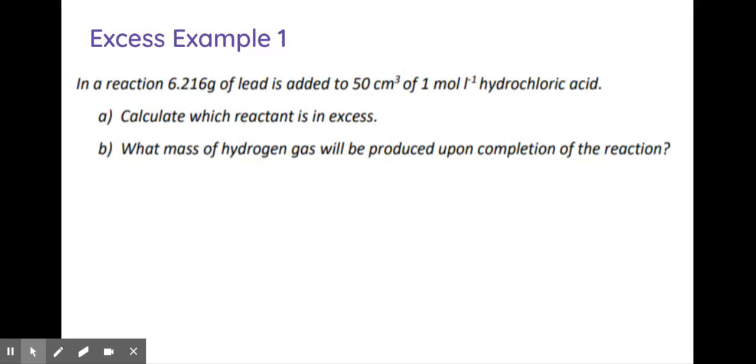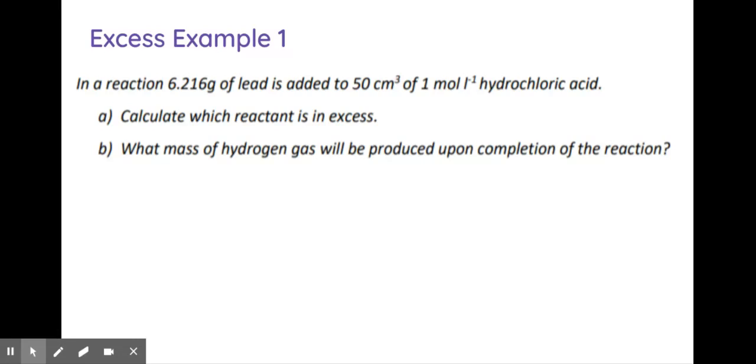So the first example, hopefully this will tie in what we've learned so far. In a reaction, 6.216 grams of lead is added to 50 centimetres cubed of 1 mole per litre hydrochloric acid. Part A of this question is to calculate which reactant is in excess, and B is what mass of hydrogen gas will be produced upon completion of the reaction.